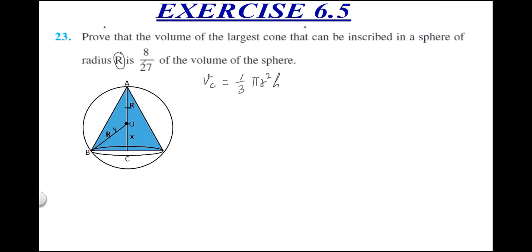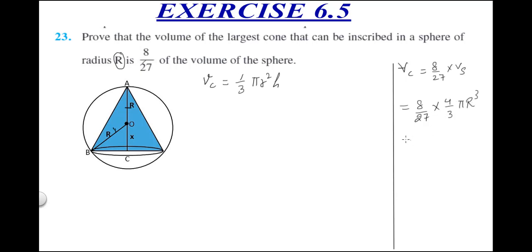So let us first also write what we have to prove. What we have to prove is that the volume of the cone is equal to 8 by 27 times the volume of the sphere. What is the volume of the sphere? 4 divided by 3 pi R cube. So 8 divided by 27 into the volume of the sphere, we can write as 32 upon 81 pi R cube. If we prove this, we are done, right? So we have to prove that the volume of the cone, which is maximum, is this. So let us try to prove it.